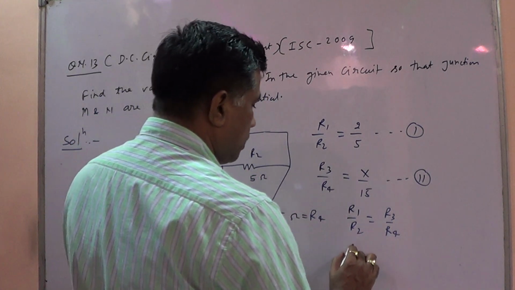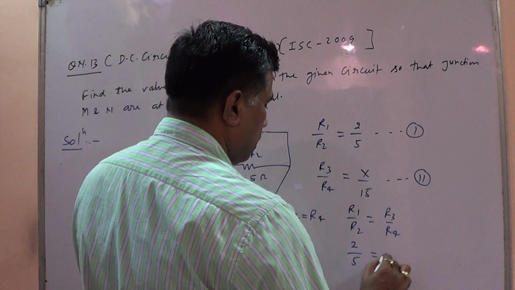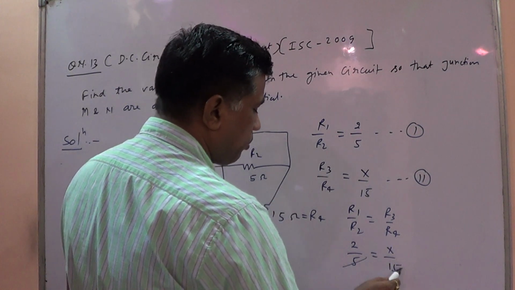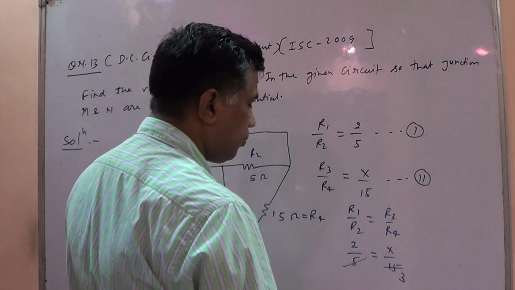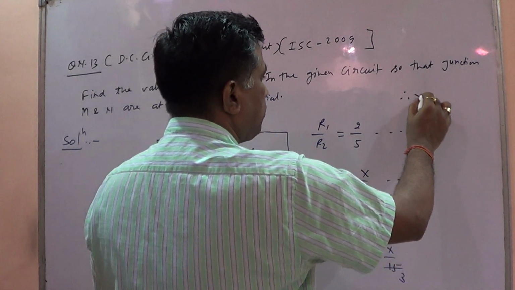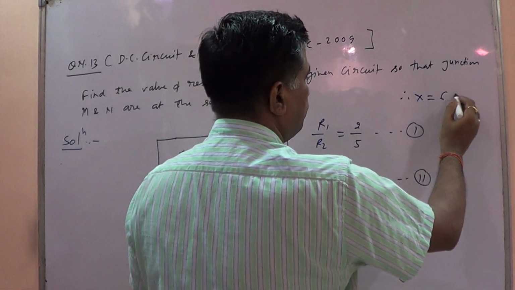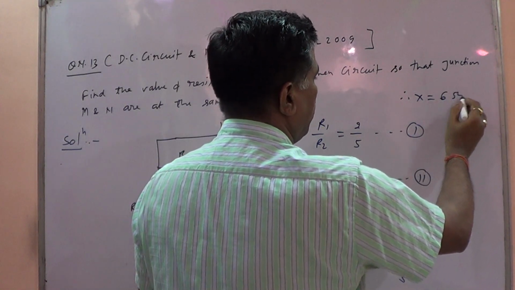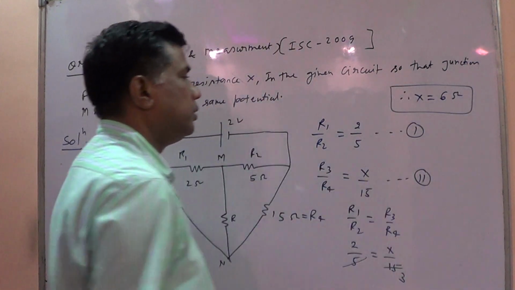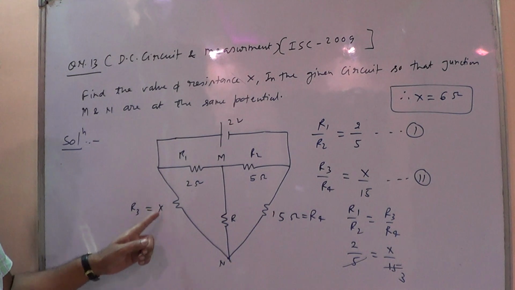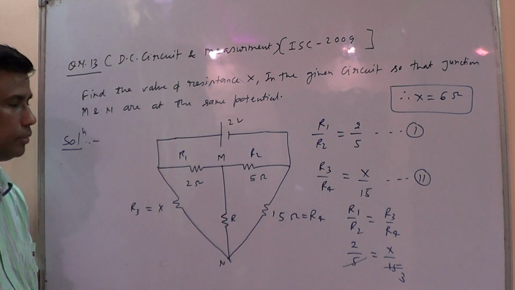So one can write 2 by 5 is equal to X by 15. 5 into 3 is 15, so X will be equal to 2 into 3, which is 6 ohm. The value of X is 6 ohm. So this is the answer to this question. The value of resistance X is equal to 6 ohm.